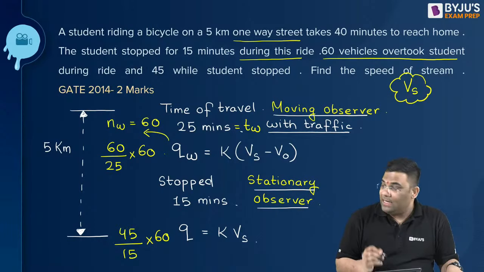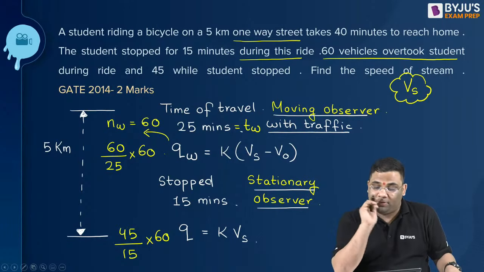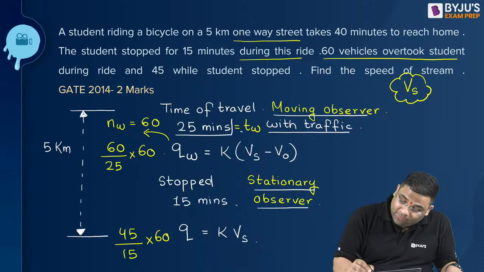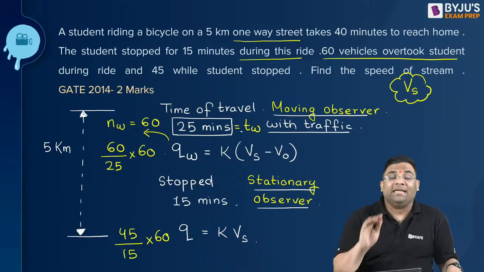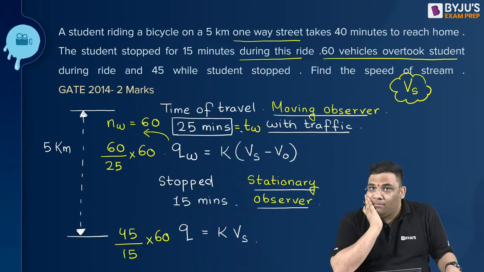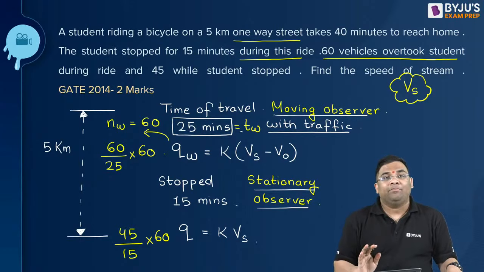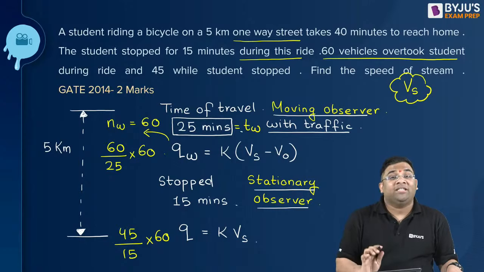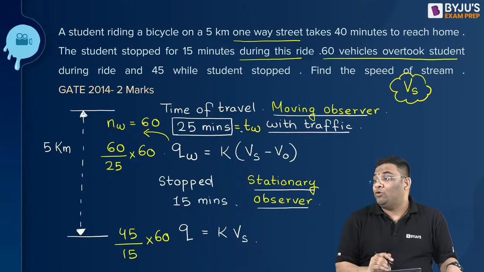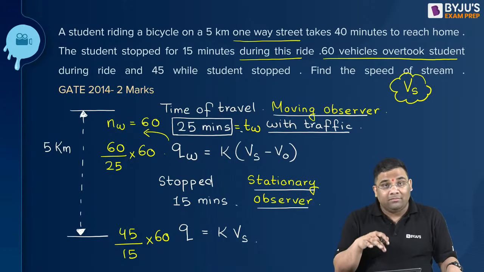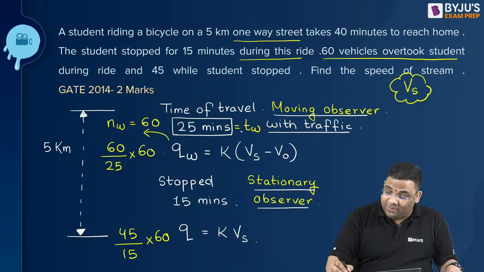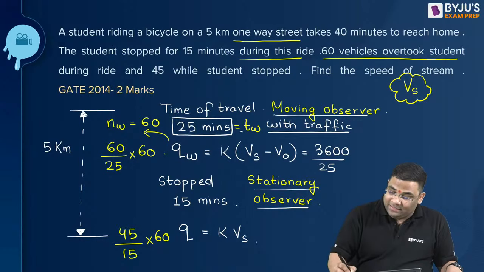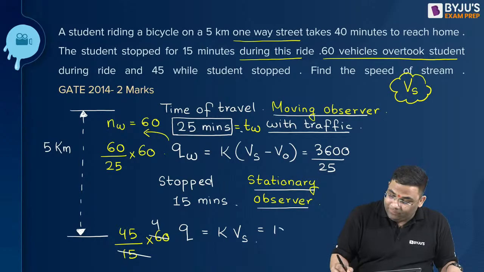Again, I will repeat. When I am seeing the traveling time, 25 minutes, that is the period of observation, in that 60 vehicles overtook the bicycle. So 60 divided by the time, 25 by 60 hour. And when stationary, 45 overtook, so 45 divided by time, 15 minutes, in hours it is 15 by 60. So this is coming to 3600 divided by 25, and this is simply 180. Yes.